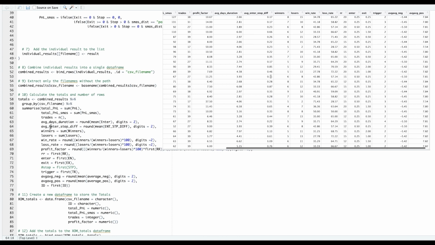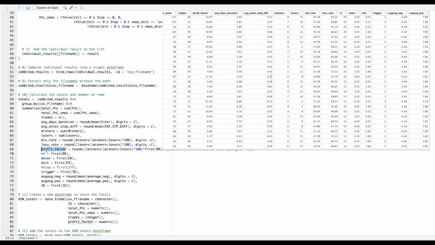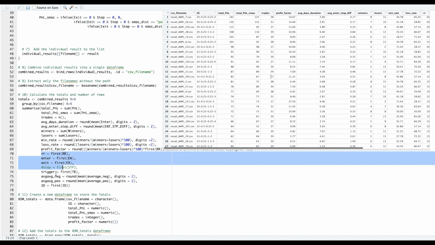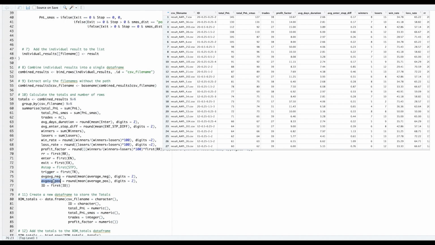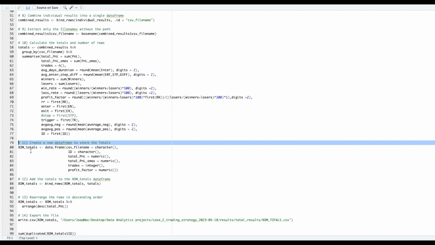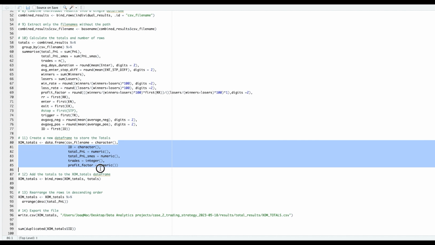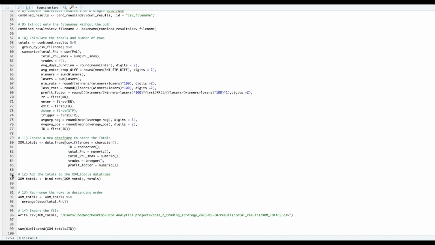Other columns included the average difference between the enters and stops, the number of winners, the number of losers, the win rate, the lose rate, the profit factor, the different variables used, the average negative and the average positive values, and the ID, which was the combination of variables. In the 11th step, I created what would be the file with the totals that I'll end up exporting, and I assigned to some columns the type of value they should have. In this step, I added the data frame from the 10th step to the recently created data frame, rearranged the rows, and finally exported the files.